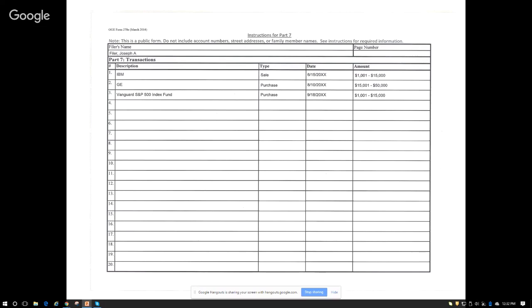Entry 1 is IBM, which I presume is a security. It's a sale. The date is supposed to be during the reporting period, hence the 2 X's of a reportable amount. Entry number 2 is GE, which once again, I presume is General Electric stock. It's a purchase, once again, during the reportable period of a reportable amount.